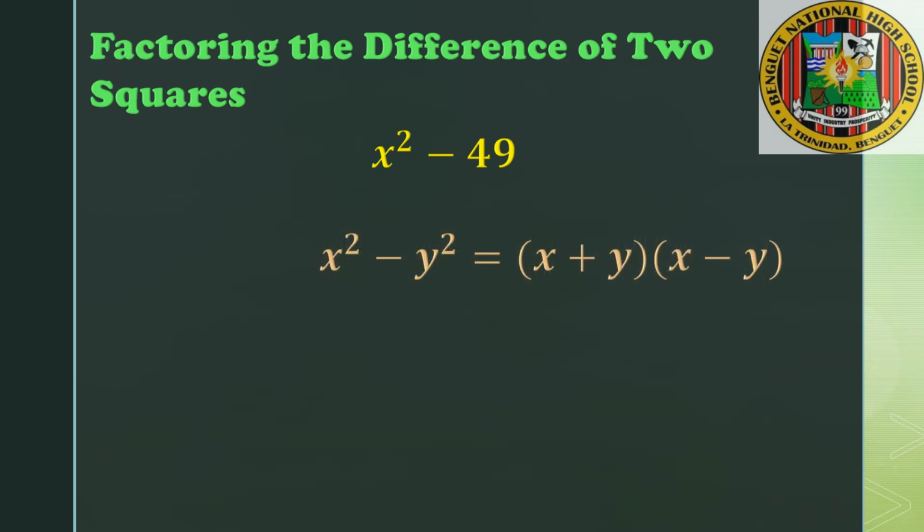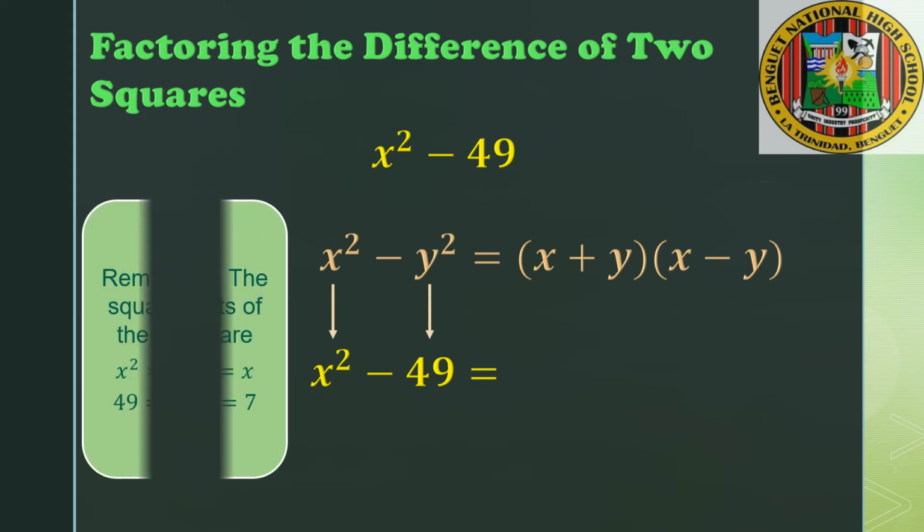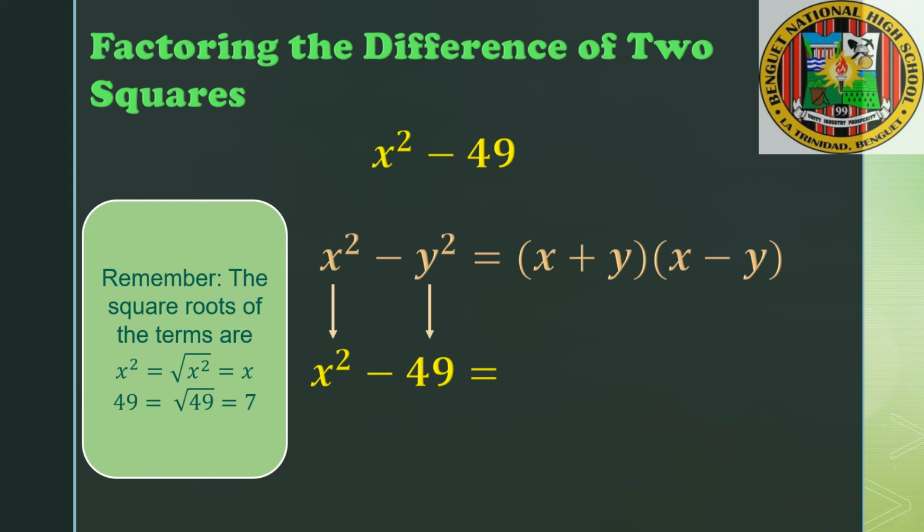In factoring x squared minus 49 then, we follow the pattern. Don't forget the roots of the terms that we have identified previously. So we have x squared minus 49, which is equal to the quantity x plus 7 times the quantity x minus 7. Those are our factors for the binomial. Good job in following the process.